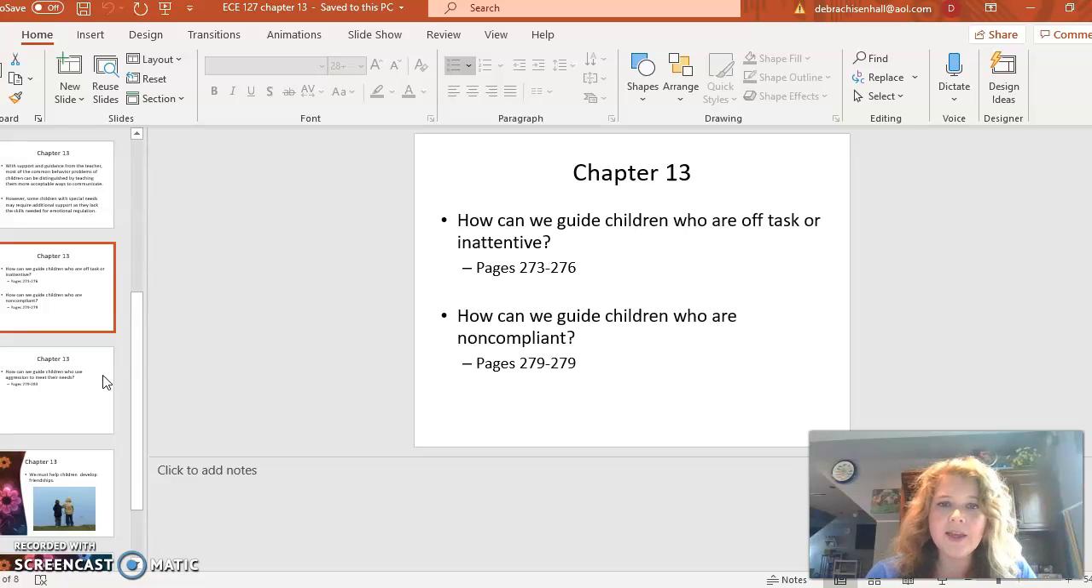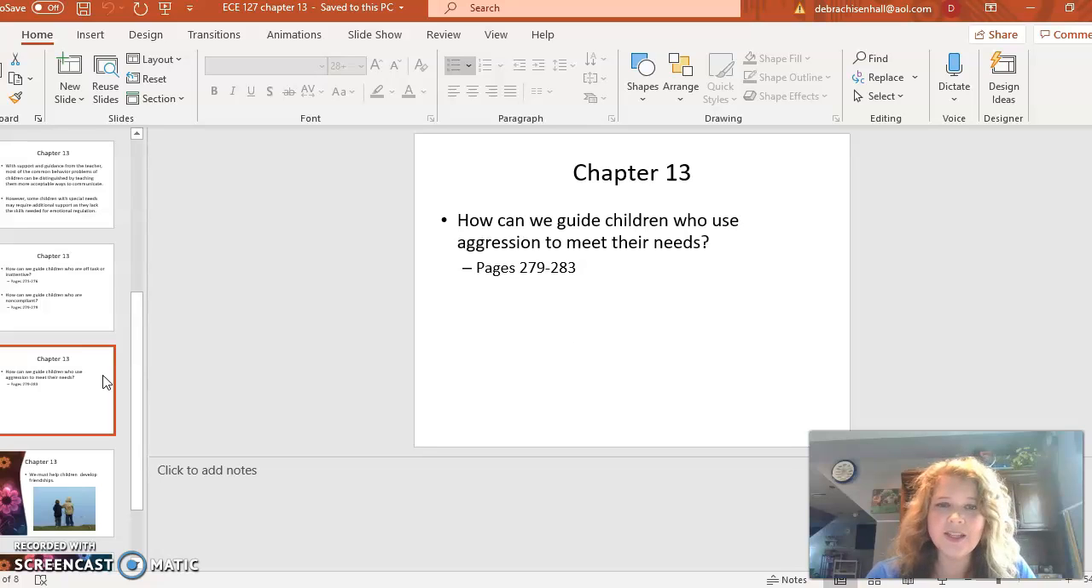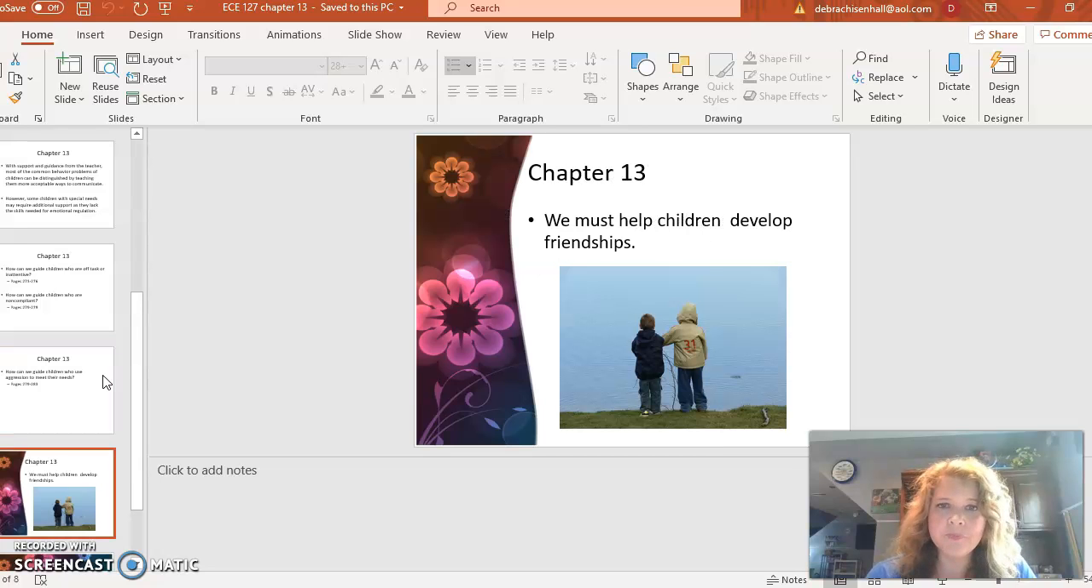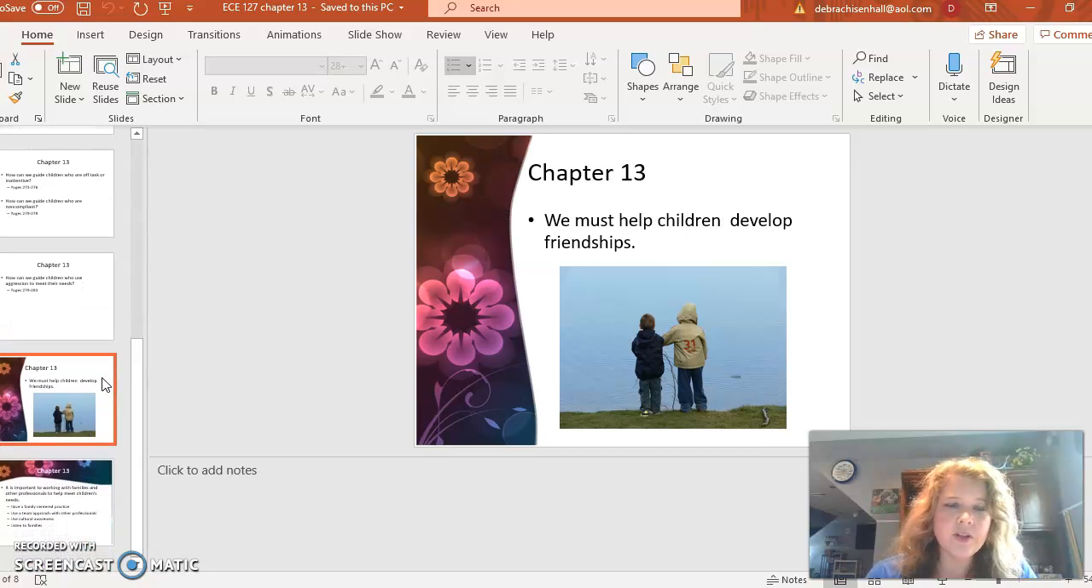So if you can go back and look in your textbook and read over these pages in chapter 13, we're going to have a group collective conversation about this in our discussion board for this week. And then one of the most important things we can do as teachers is help children develop friendships.